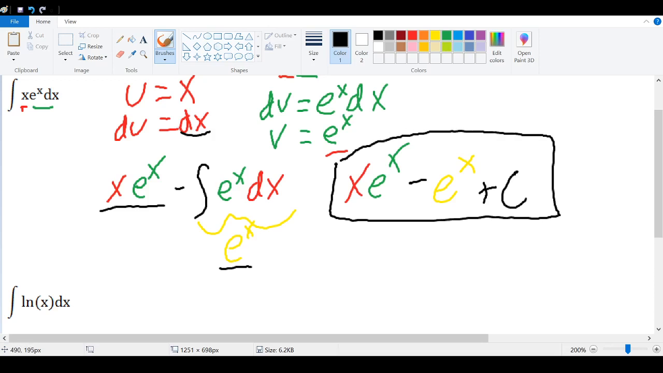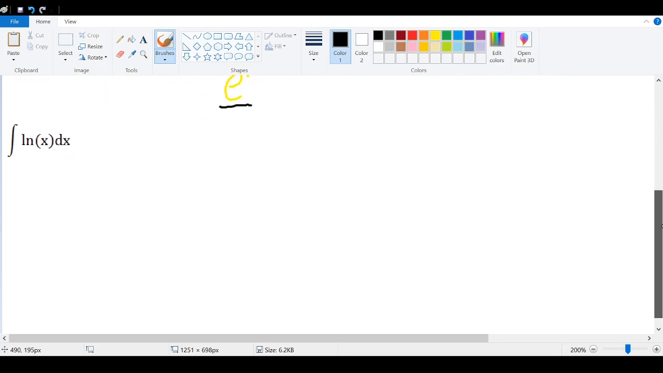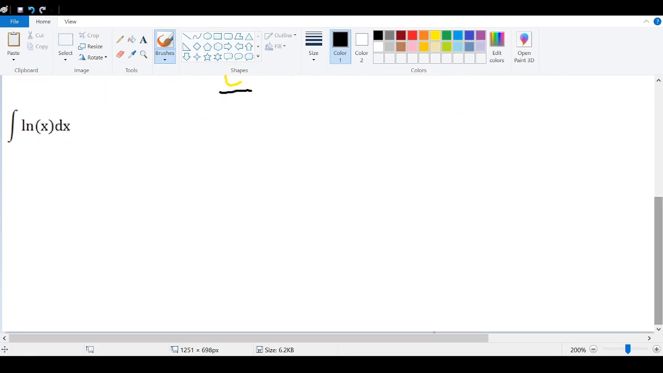And if you want, you could pull out an e to the x to make it e to the x times x minus 1 if you want. All right, let's check out this next problem. This next problem is a classic integration by parts question.